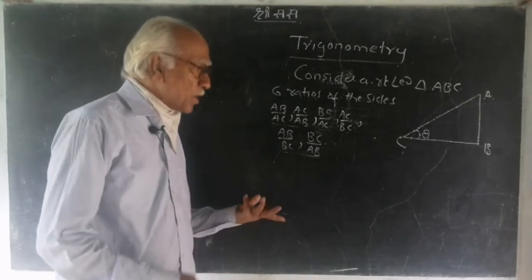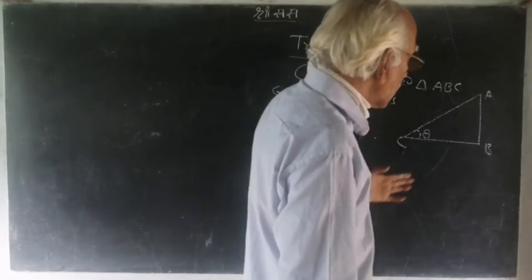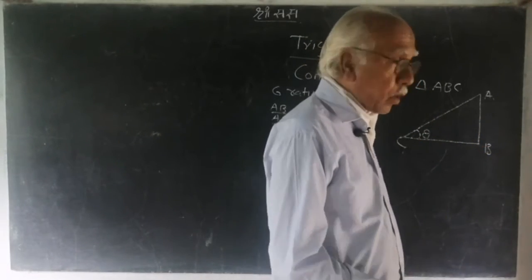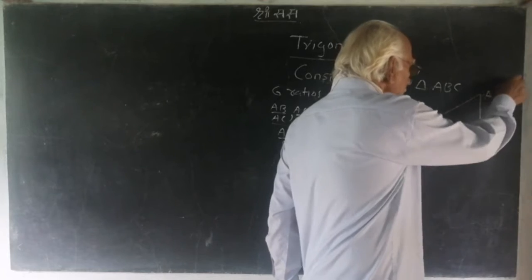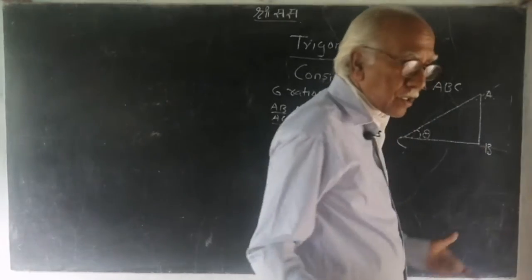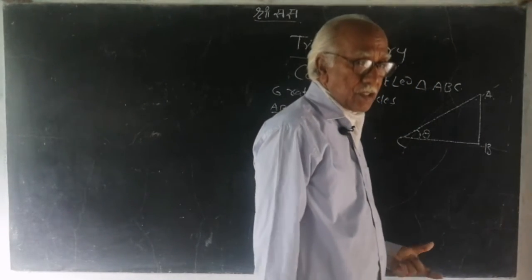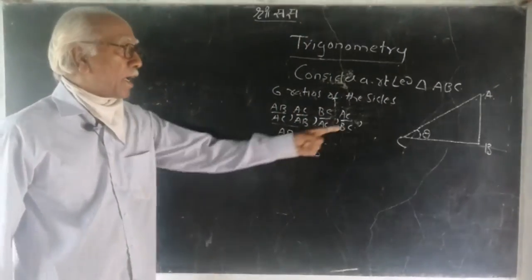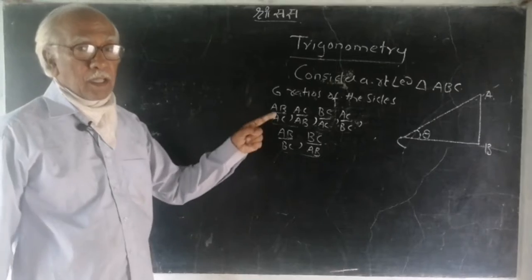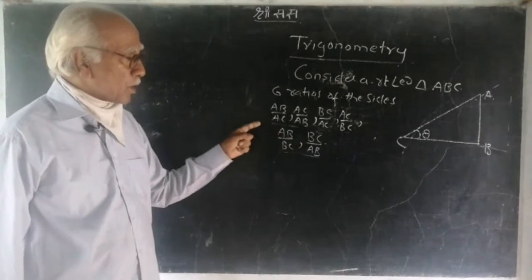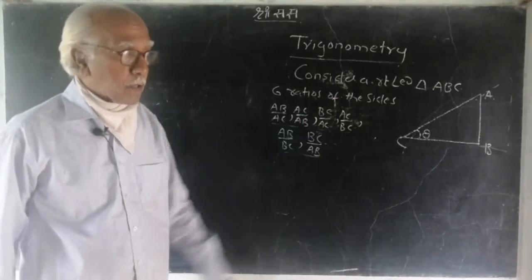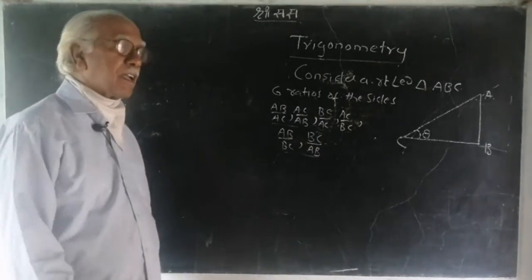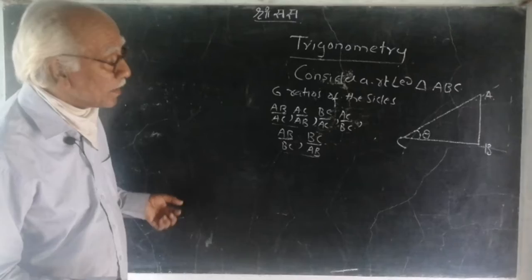As mentioned, these ratios are independent of the lengths of the sides. Even if you change the length of the sides, the ratios will not change. When will the ratio change? When the angle changes. The ratio of the sides of a triangle depends on the angle and not on the lengths of the sides.